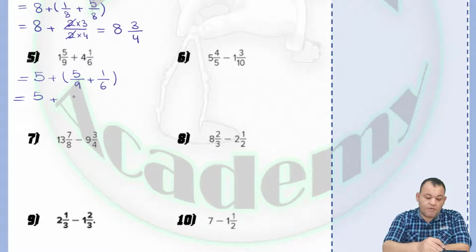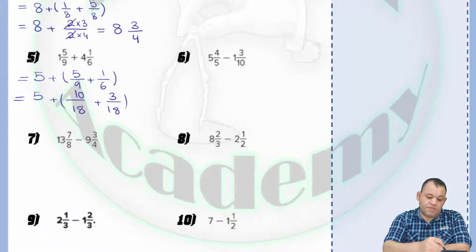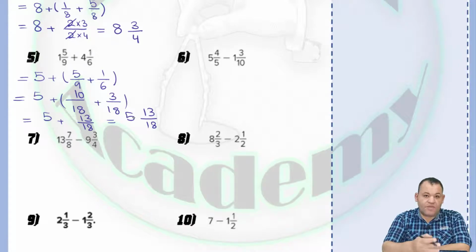By using the LCM, you will find that the LCM for them will be equals 18. I will just write 18 here. 9 becomes 18 if you multiply it by 2. So 5 times 2 equals 10. 6 becomes 18 if you multiply it by 3. 1 times 3 equals 3. So by adding the two numbers, it will be equals 5 plus 10 and 3 equal 13 over 18. So the simplest form now will be equals 5 and 13 over 18. We just add the whole number to the fraction to form the mixed number.